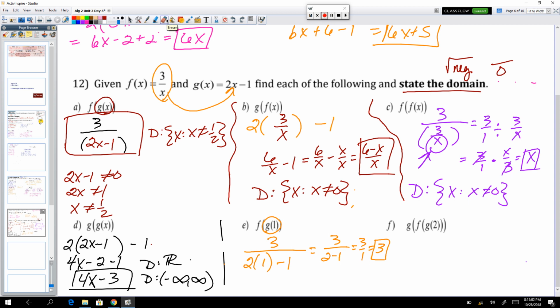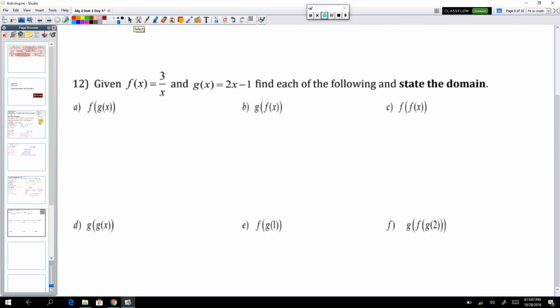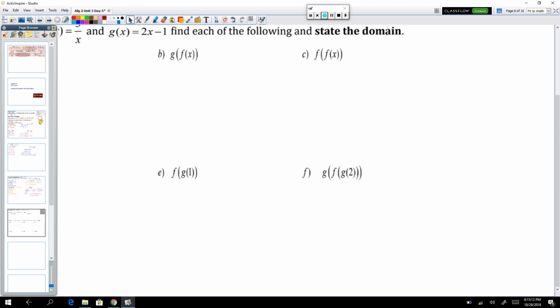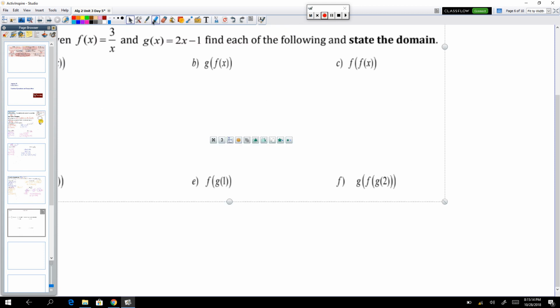I'm going to reset the page for a minute because I need a little bit more room for part F. So once again, we have part F as a multiple step function. I'm going to do this in multiple steps. If you would like to do this all in one step, please do so on your own, but I'm going to do it in multiple steps. I'm going to start with the inside, g of 2, and evaluate that. That's inputting 2 into the g function. Then I'm going to work out what f of that input is.